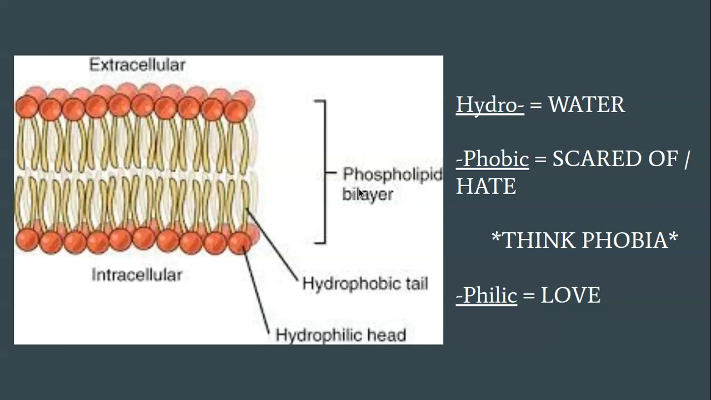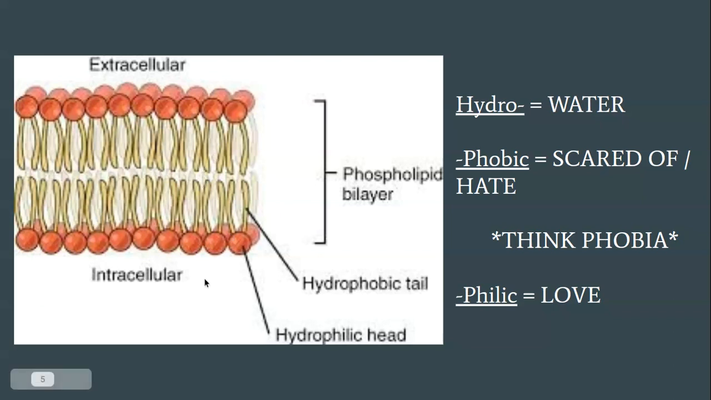It has a phospholipid bilayer, bi meaning two. So if you had a bicycle, it would have 2 wheels. This has 2 layers. Now, hydro just means water. So then phobic means scared of or hate. So think of phobia, so arachnophobia. If you have arachnophobia, you hate or are scared of spiders. So these tails will want to get as far away from water as possible.